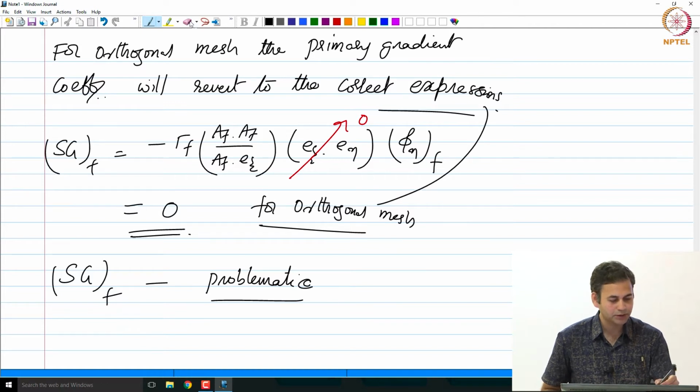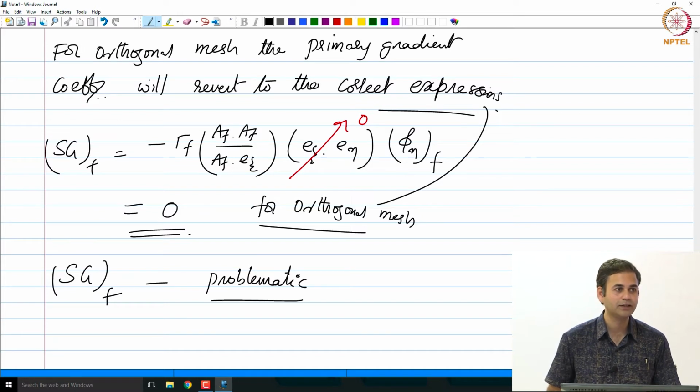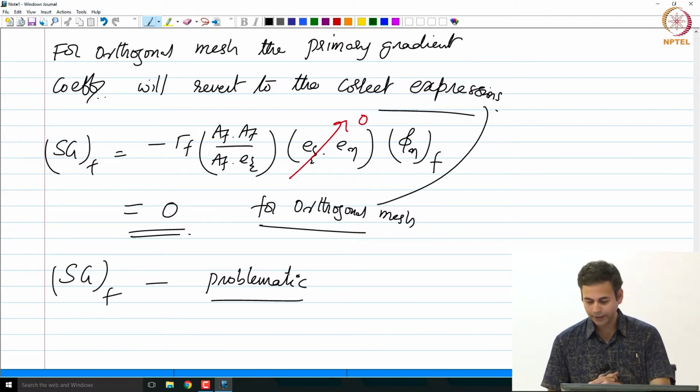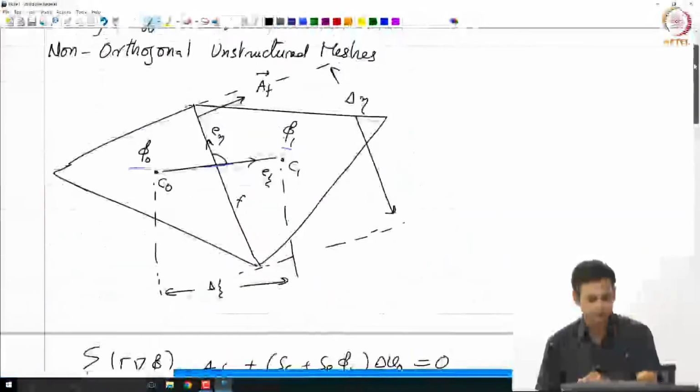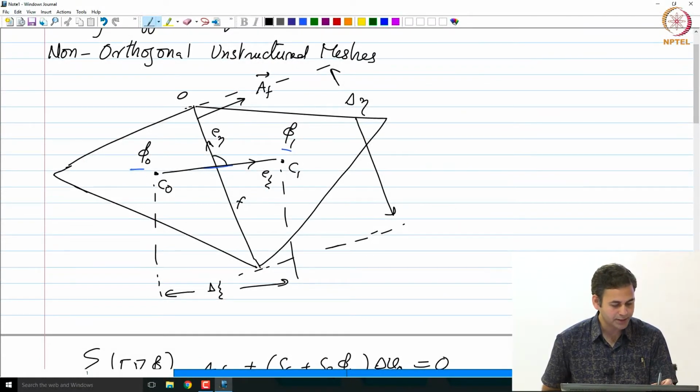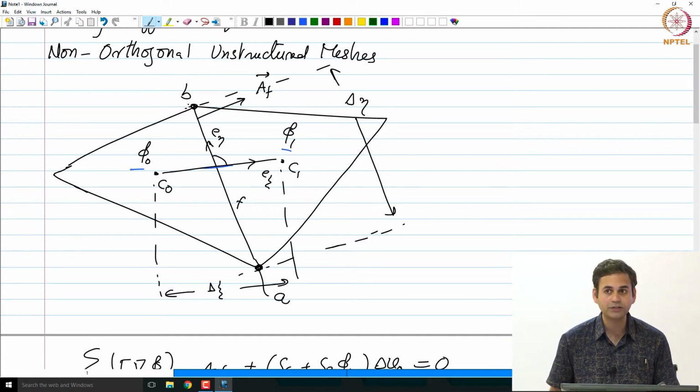We say this because we do not have data in the eta direction directly available to us. For the primary gradient, which is partial phi partial xi, we have the cell centroid values and we could compute it directly. Whereas, for calculating partial phi partial eta, what do we have? Let us call this vertex b and this vertex a. So, if we want to calculate partial phi partial eta, we somehow have to calculate phi at these vertices.